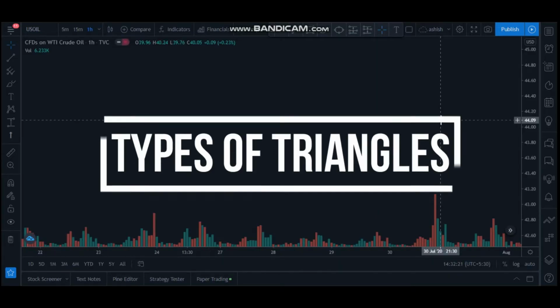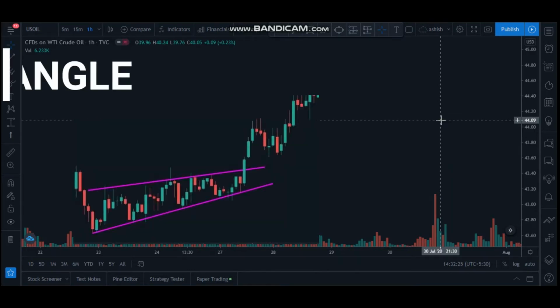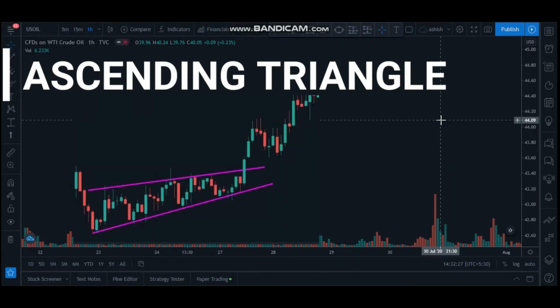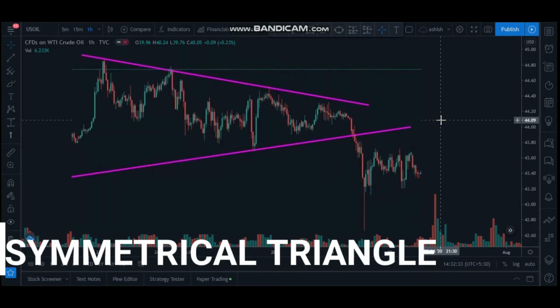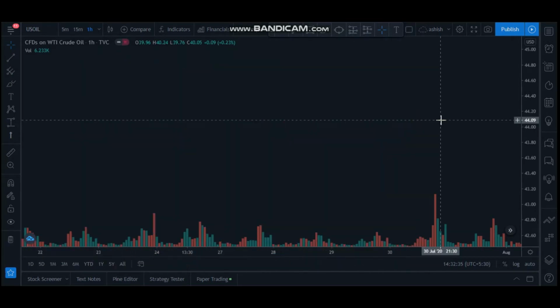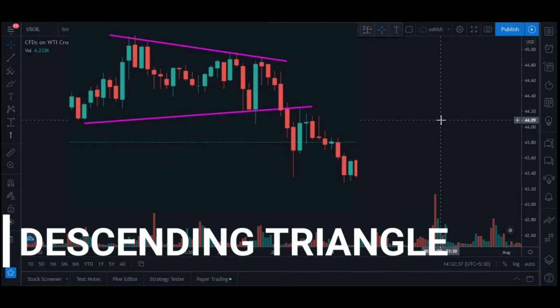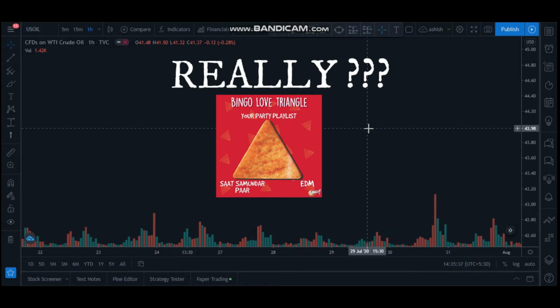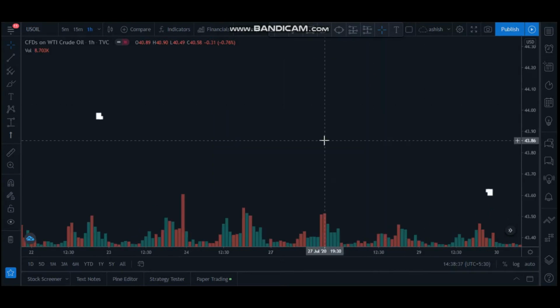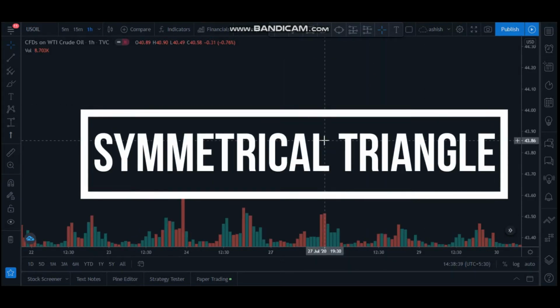So first, let's quickly take a look at different types of triangle patterns. This is an ascending triangle, or bullish triangle. Next is the asymmetric triangle. Third is the descending triangle, or we can say bearish triangle as well. And the next one is, bingo, love triangle. I'm sorry, we will talk about this some other day. So let's start with number one, the asymmetric triangle.